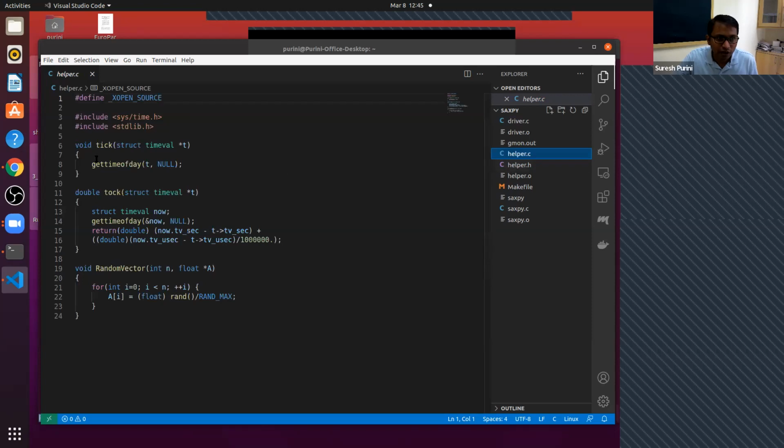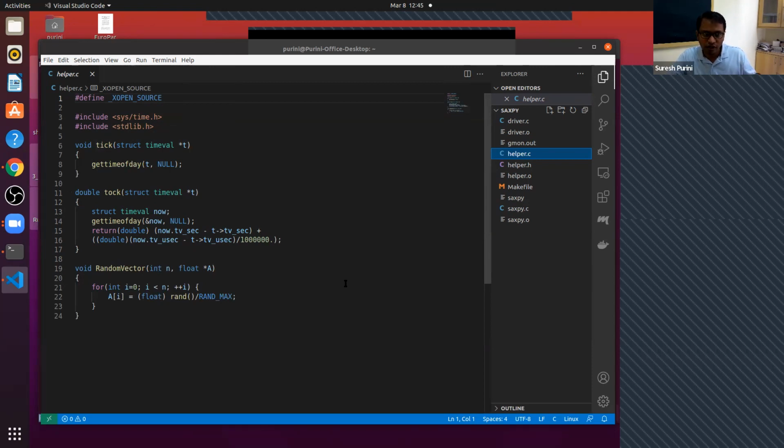And in helper.c, there are two other helper functions. One is called tick. To tick, we pass a pointer to a timeval structure, which takes a snapshot of the current time. And when we say tock, that is when we press the stopwatch, then it computes the total time elapsed since we started the stopwatch. Okay, to start the stopwatch, we call the tick function.